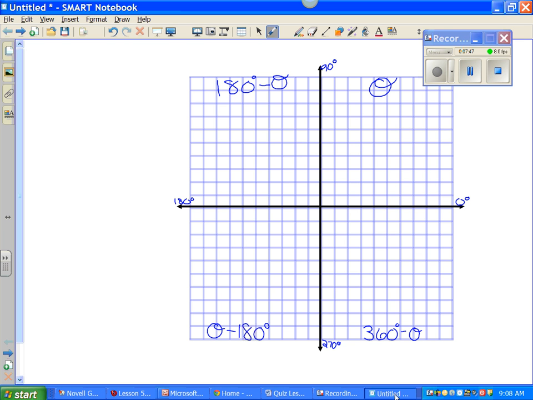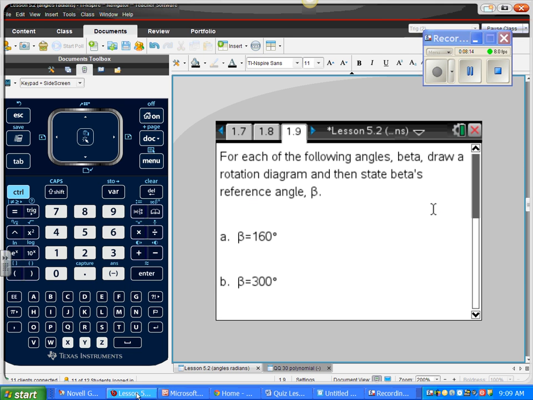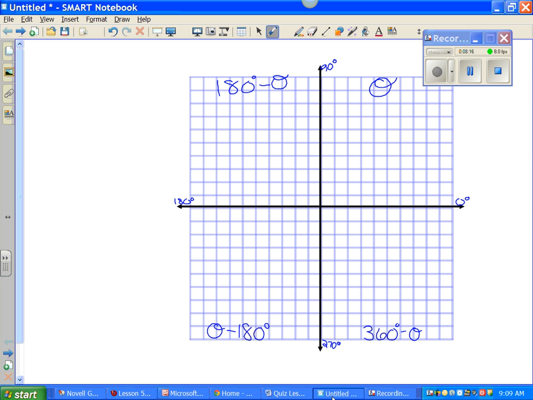So if you have a positive angle that's less than 360 degrees, these rules will help you to find the reference angles. Sometimes you just have to think logically. Like when we talk about negative rotations, these rules aren't going to be right because everything's upside down. We're rotating in the other direction. So you have to pay attention to what you're doing. So what was the first one? Beta equals 160 degrees.